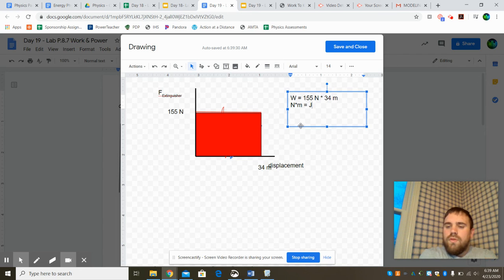So the important thing to realize is this. Work can be found by taking the force times the displacement. However, it's important to know that the force has to be constant in order for you to take the force times the displacement. If the force is not constant, then that's not going to work. The easiest way to think about it is as the area under the curve of a force versus displacement graph.